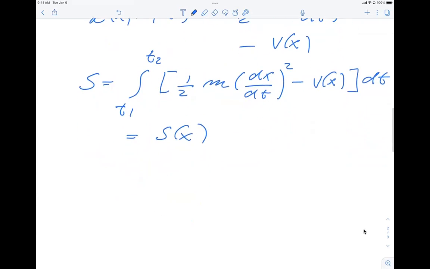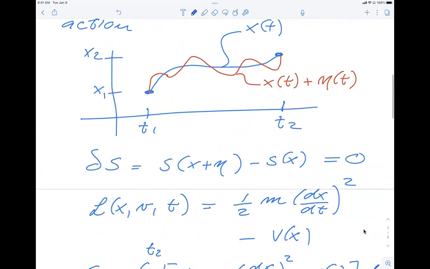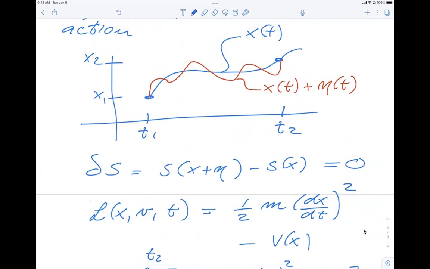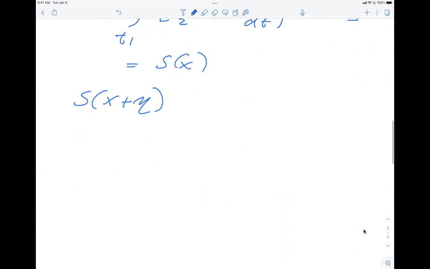And now we're going to look at this small change. So we're going to look at S of x plus eta, so the new path. And we assume that this eta is actually a quantity which depends on time only. Another thing we should say is that eta at t1 and at t2 is equal to 0, because then there's no change. So we know the start point and we know the end point. So that means that this function at these two endpoints has to be equal to 0. So the function values have to be equal to 0 at the endpoints.